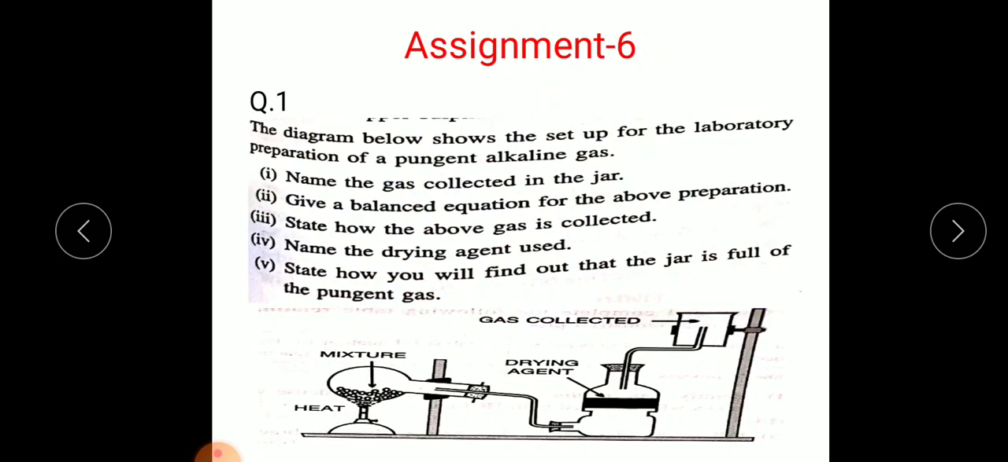Now today's assignment, question number 1. The diagram below shows the setup for the laboratory preparation of the pungent alkaline gas, ammonia. Name the gas collected in the jar, give a balanced equation for the above preparation, state how the above gas is collected, name the drying agent used, and state how you will find out that the jar is full of pungent gas. So this will be question number 1.